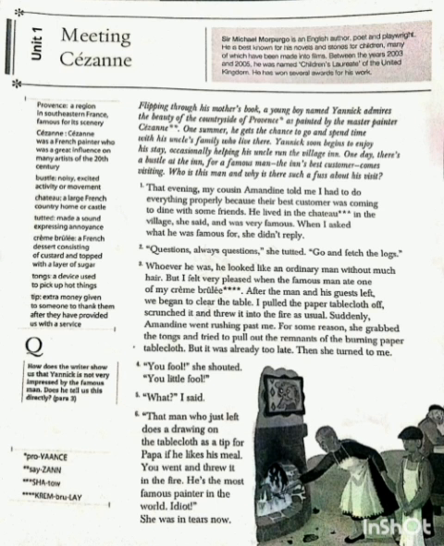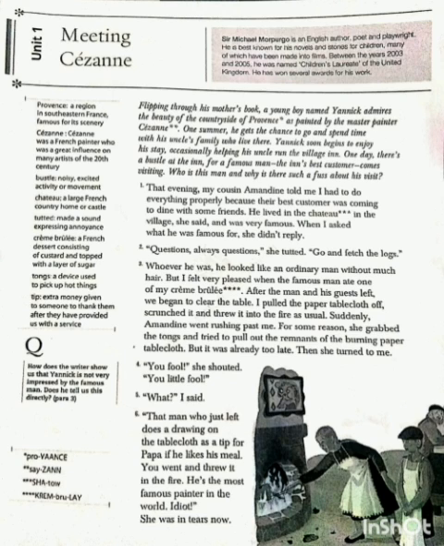So let's start. I'm reading through the book and the chapter is available on the website. You can have that. Flipping through his mother's book, a young boy named Yannick admires the beauty of the countryside of Provence. Flipping through his mother's book means he's turning the pages of his mother's book. And the young boy, Yannick, is admiring the beauty of Provence.